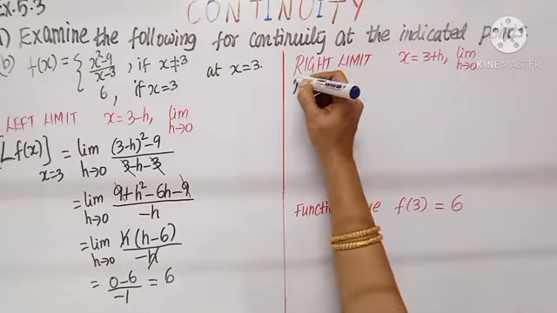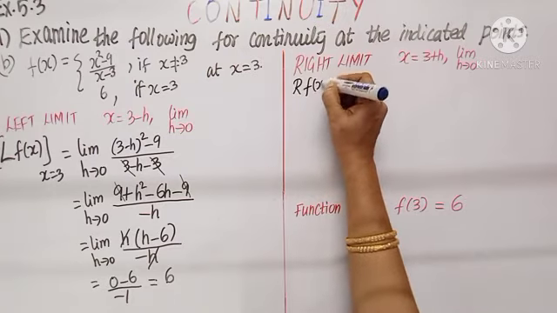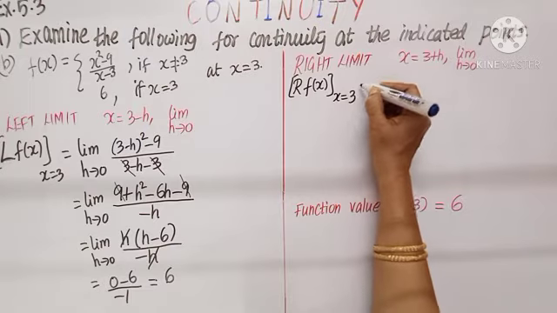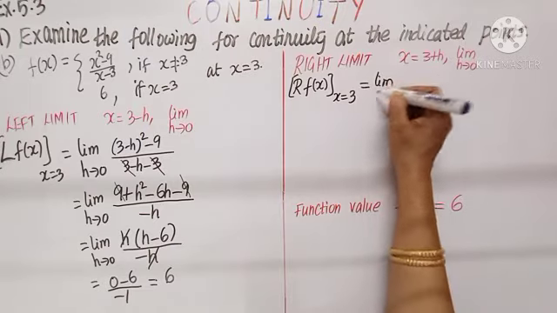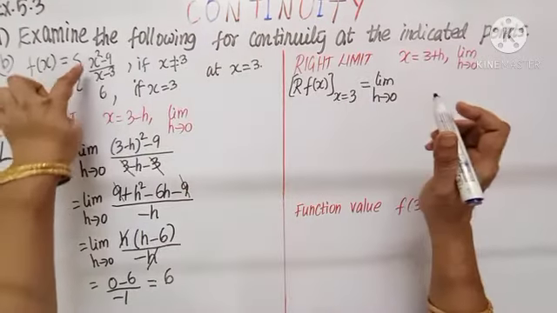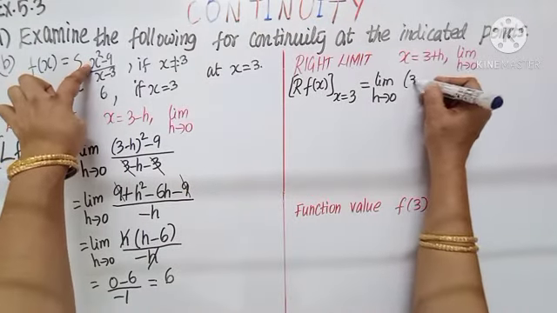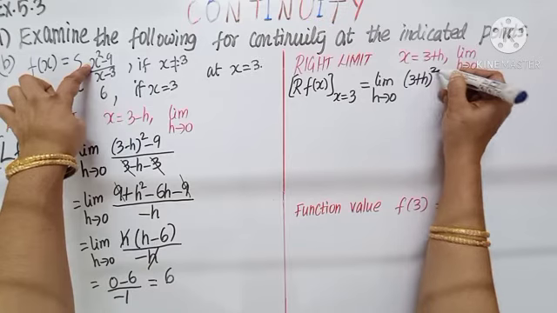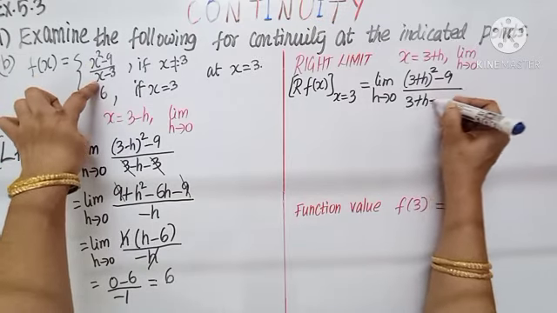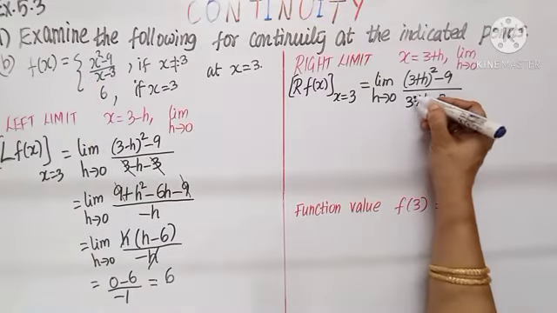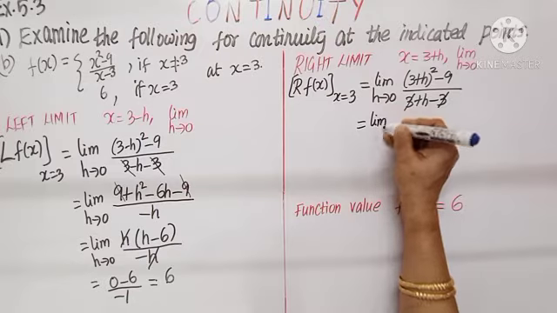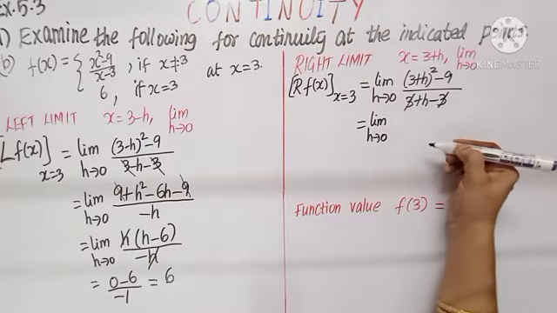How do we write it? R f of x at the point x is equal to 3, limit h tends to 0. Wherever x is coming, put 3 plus h. (3 plus h) the whole square minus 9 by (3 plus h minus 3). 3 cancels. Expand it. Limit h tends to 0.